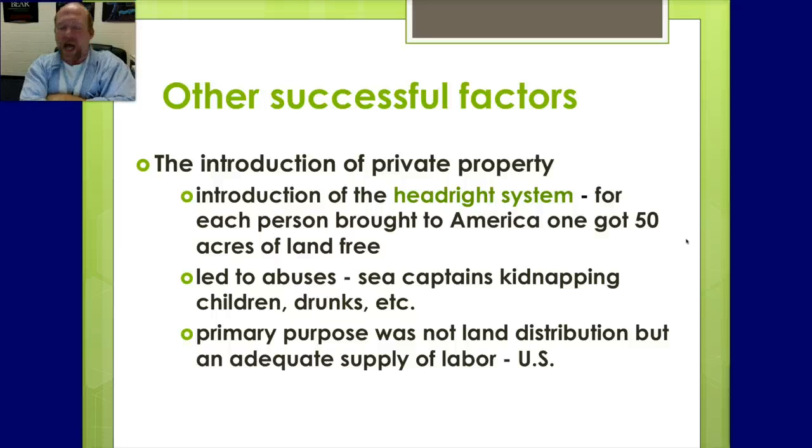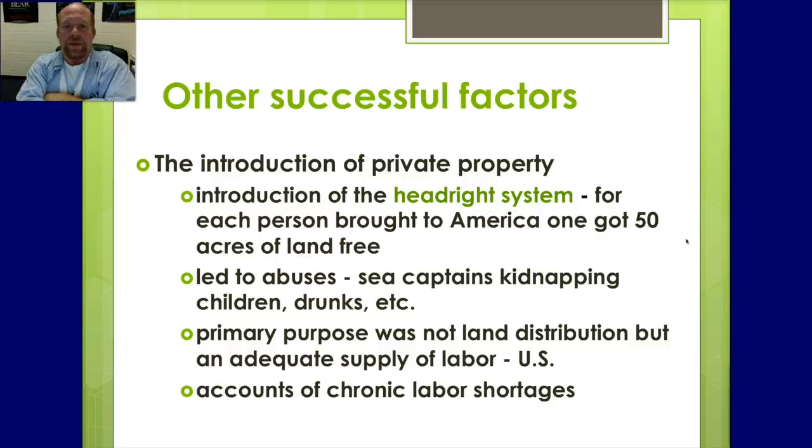And the primary purpose was not to distribute land, but to get an adequate supply of labor. Right? The land was kind of a trade-off. We wanted people here so we could have a labor force, and you got 50 acres of land because of it. Okay, that was just a trade-off, because there were accounts, so many journals found back in those days, of labor shortages. You needed to do this, but you didn't have the hands. You didn't have the man hours available. So the headright system really stepped up to help promote getting more labor force over here.